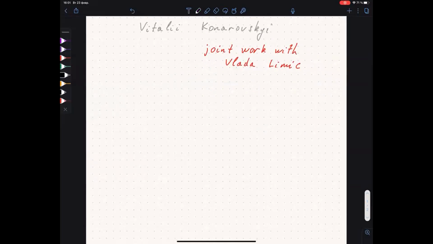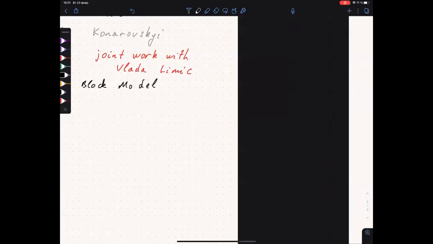Stochastic block model. You can see what I write, right? Yes.